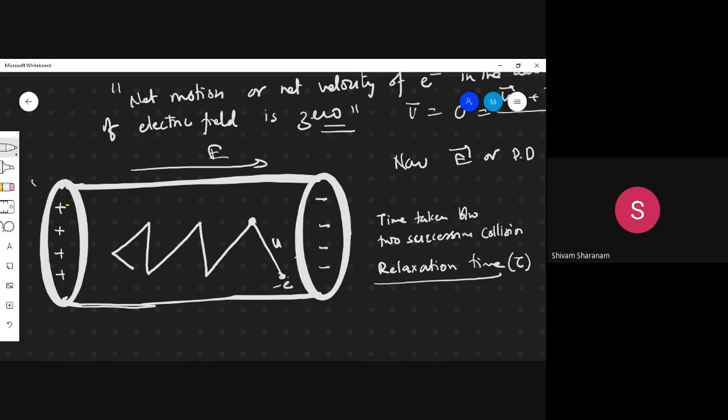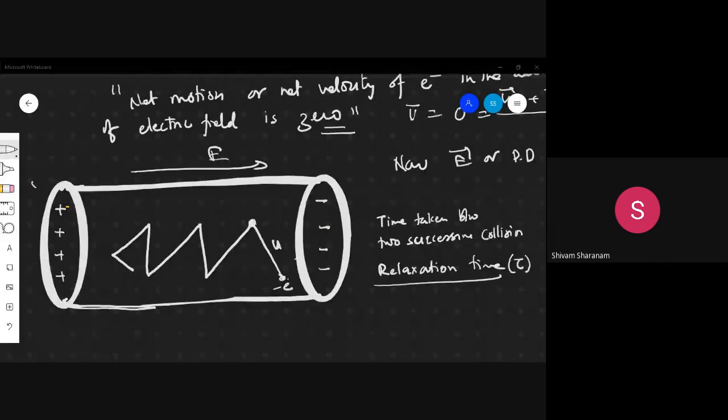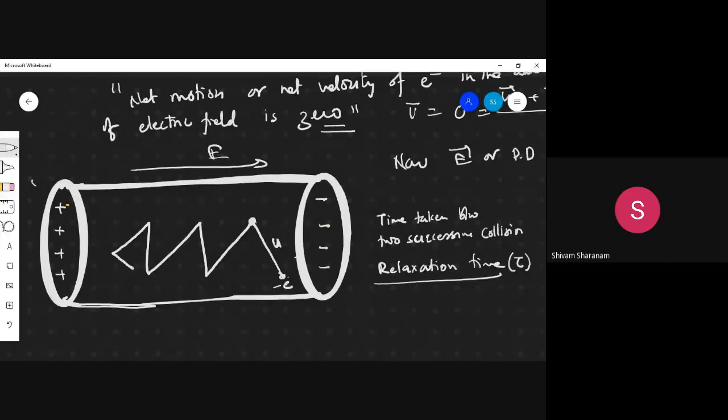In which direction will the electron experience the force? If the electron is here, in which direction will it experience the force? Left, towards the positive. Okay, so in this direction it will experience the force. And how much force will be experienced? F is equal to QE, or we can write it as minus e into E. This much force it will experience.